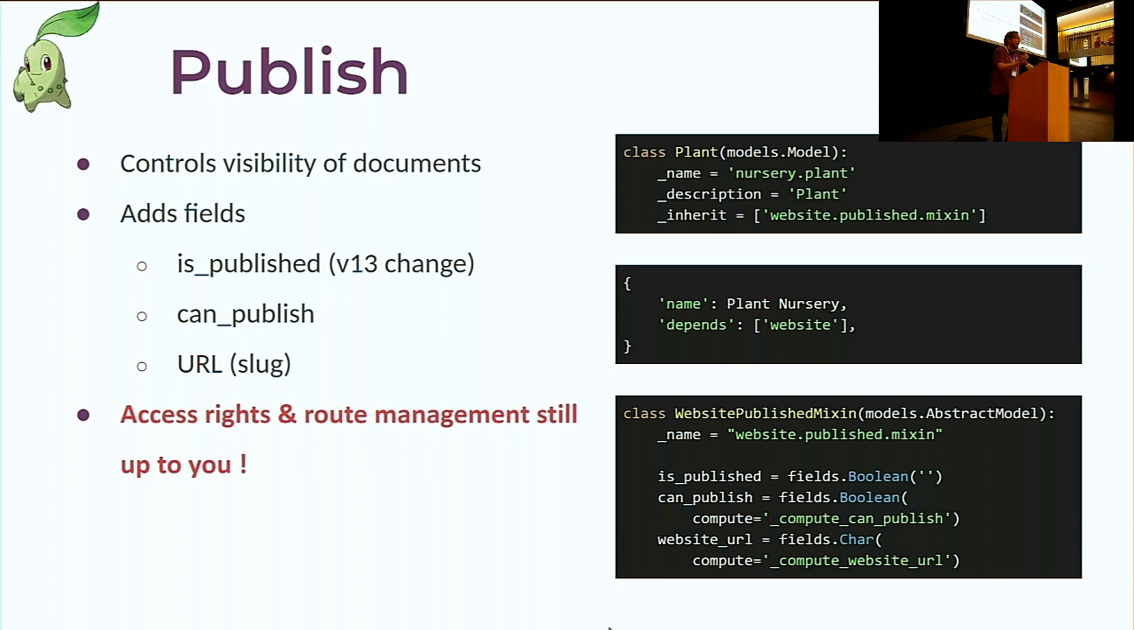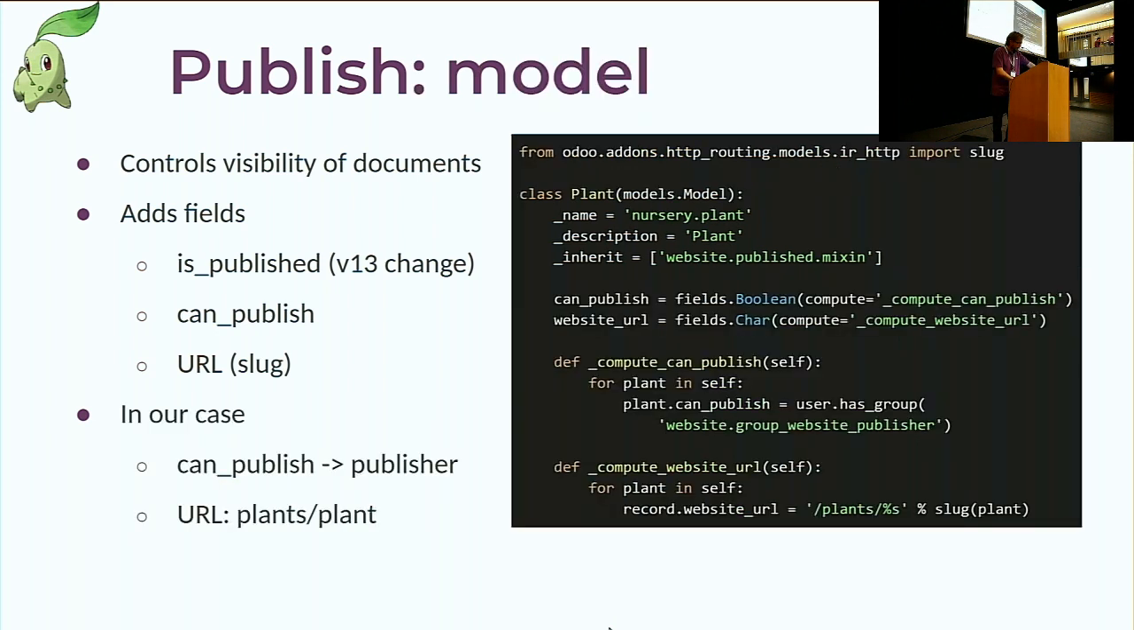Speaking about that, please remember that access rights and route management are still up to you. So what we offer with Odoo and this Mixin is a way to automatically have this flag and some widget, but you have to define the access rule. If you want that people don't see unpublished records, you have to write it as an ACL. And you also have to define the route and your website, as in all applications, obviously.